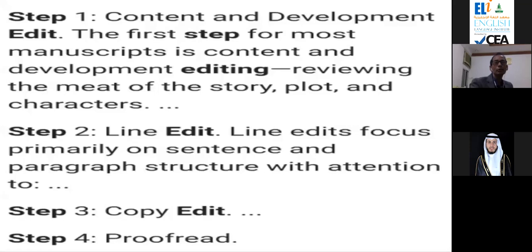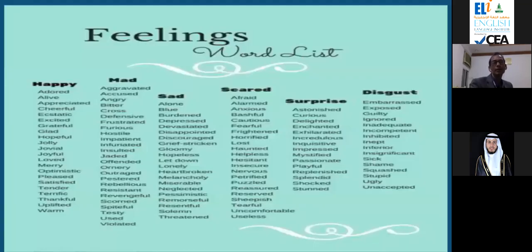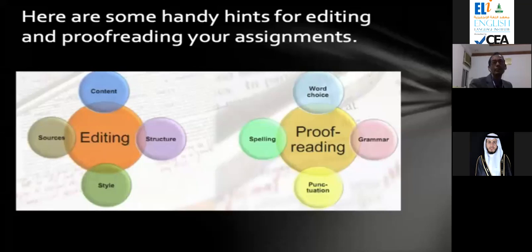In step 2, we have line editing. Line editing is focused primarily on sentences, paragraph structure, attention to detail. Then we have step 3, copy edit. And finally, towards the end, you're going to proofread, like the editor does. The editor has plenty of tasks. Now see some of the words here, you can always use one for the other. So it's always better to substitute the words.